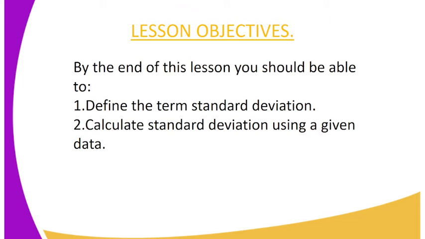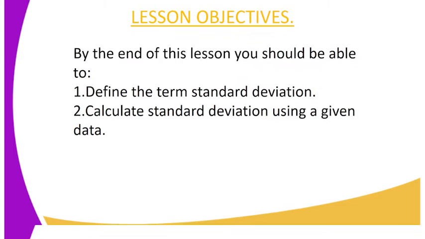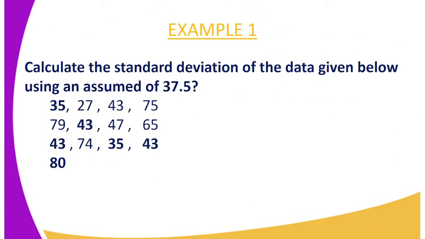On to example 1 here. You are supposed to use an assumed mean or working mean of 37.5 to calculate the standard deviation of this data: 35, 27, 43, 75, 79, 43, that is the data which is provided for us, then 47, 65, 43 again, 74, 35 again, 43 again, and 80 as our data.